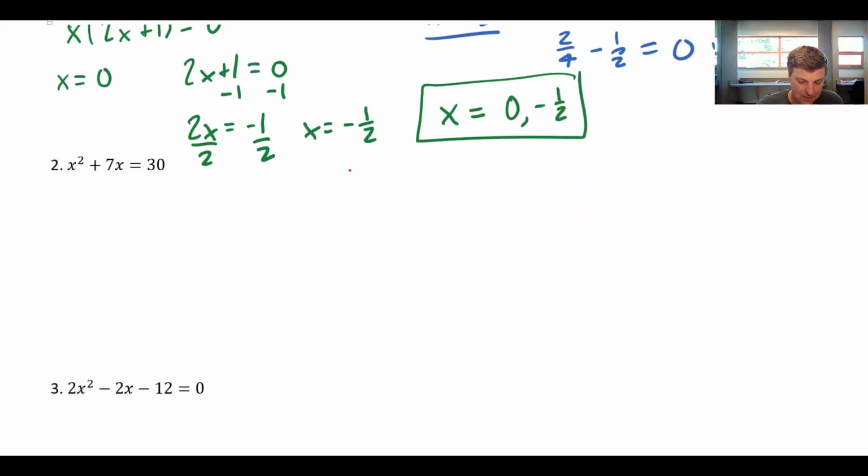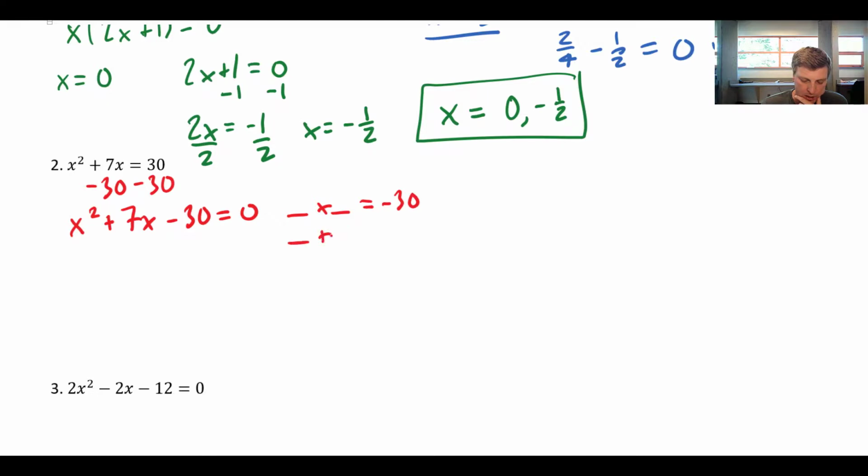Okay, a couple more. So I'm going to rewrite this. I'm going to subtract 30 from both sides just to get everything over on the left. So x squared plus 7x minus 30 equals 0. And so I'm looking for 2 numbers that multiply to minus 30, but that add up to 7. And so I guess I've got minus 10 and 3.